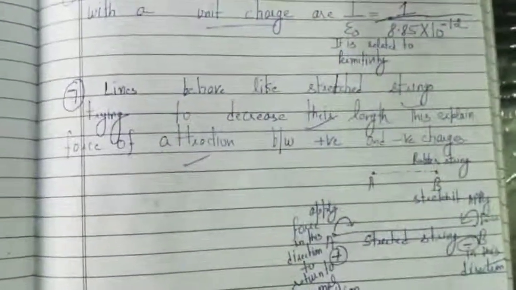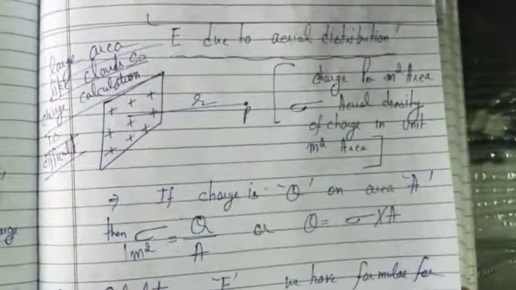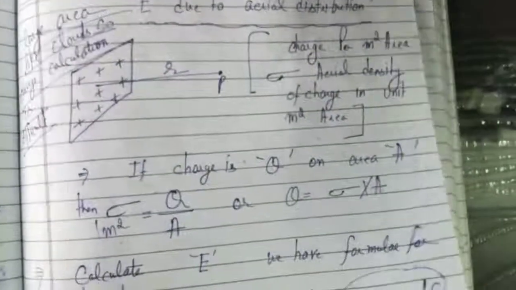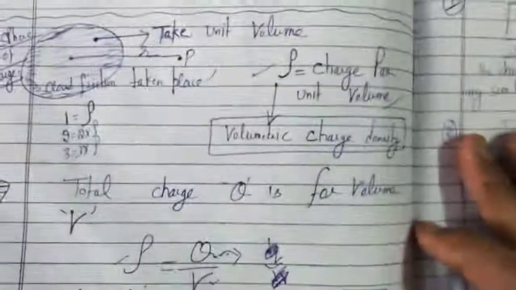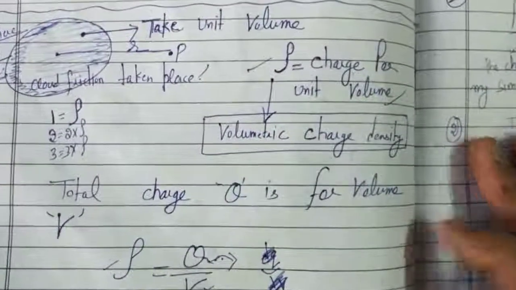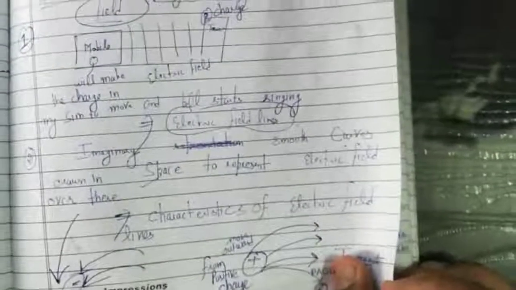So this is all for today. Now note down the homework. The first question is to derive the electric field intensity due to areal charge distribution. The second question is to derive the electric field intensity due to volumetric charge distribution. The third question is to write the characteristics of electric field lines.